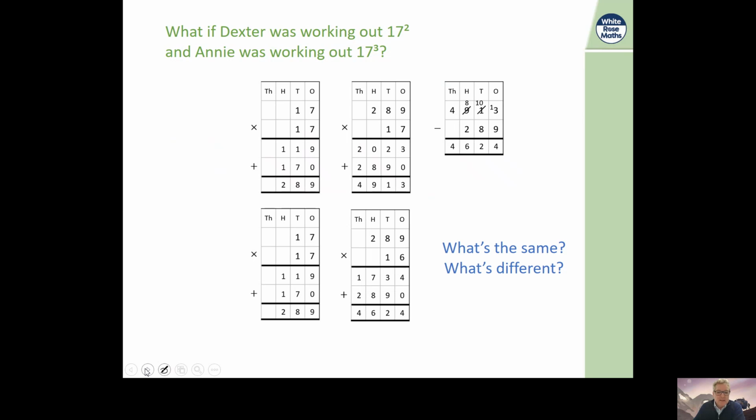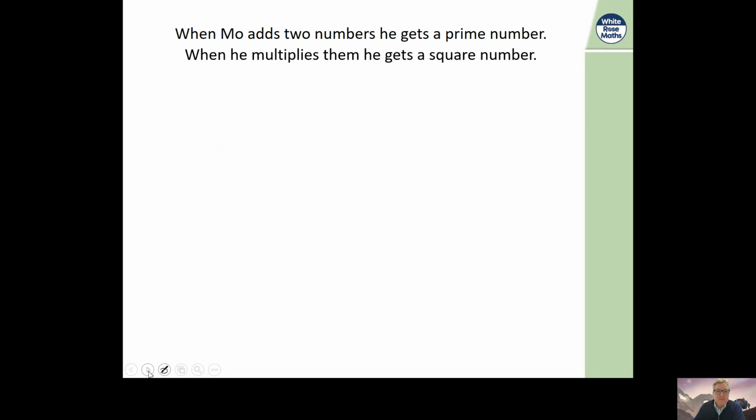So stop and have a think. What's the same and what's different? Wonder how many different things you can come up with. How many examples of similarities? How many examples of differences? So when Mo adds two numbers, he gets a prime number, and when he multiplies them together, he gets a square number.